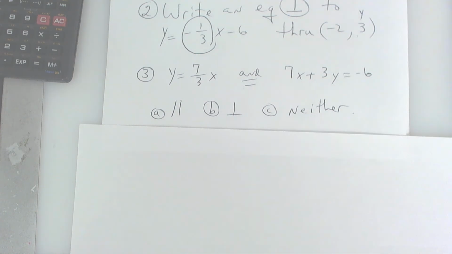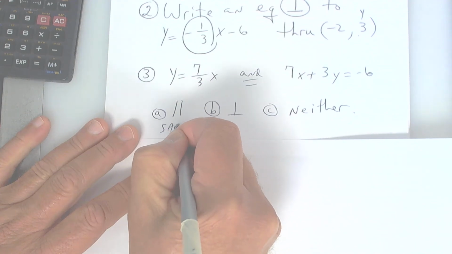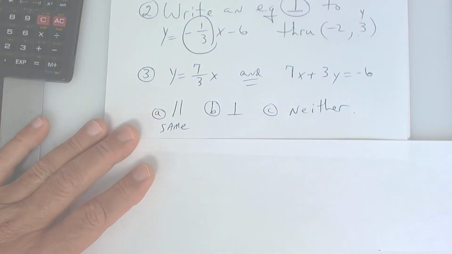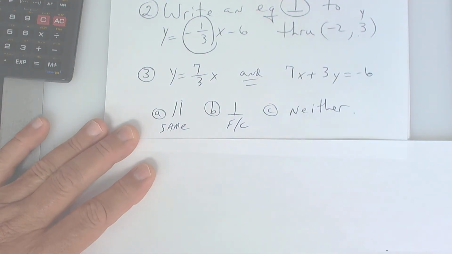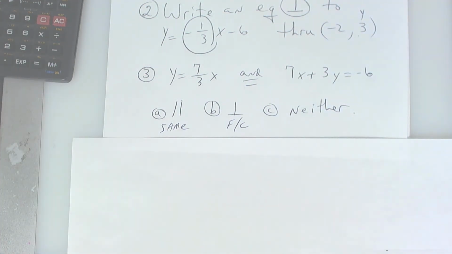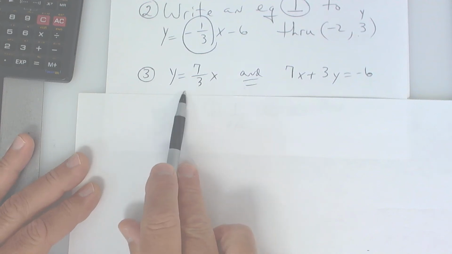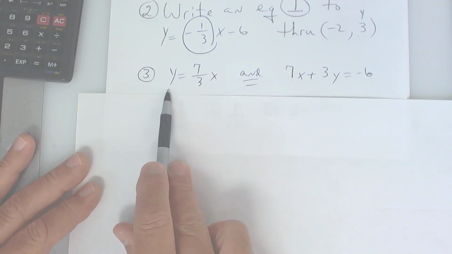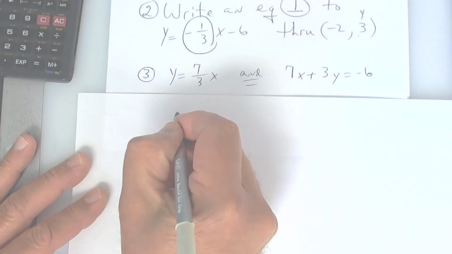Okay? All right, now look here. To be parallel, it's the same slope. To be perpendicular, you got to flip and change. And if it's not one of those, it's neither. Everybody clear? All right, now how do I know what my slope is for this first one here? What is my slope? Who can tell me my slope? 7/3.